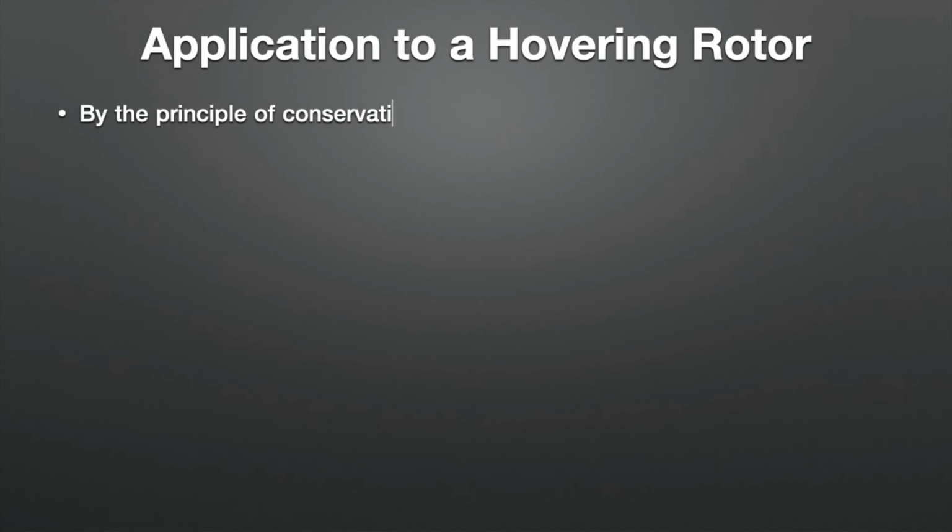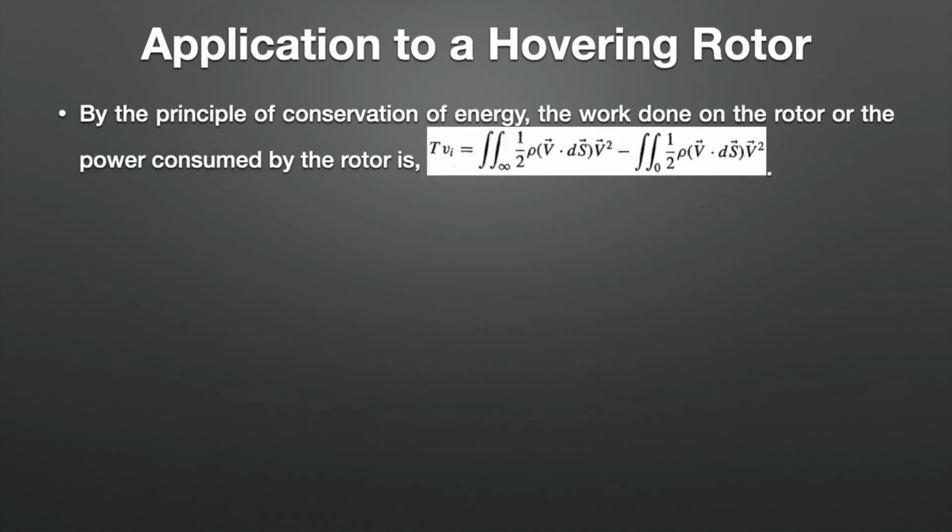Next is the third principle of conservation. From the principle of conservation of energy, the work done on the rotor is equal to the gain in energy of the fluid per unit time. The work done per unit time or the power consumed by the rotor is given by T into Vi, and the equation is T Vi is equal to double integration at vena contracta region 1 by 2 rho V dS into V square minus double integration at the cross section 0, 1 by 2 into rho into V dS into V square.